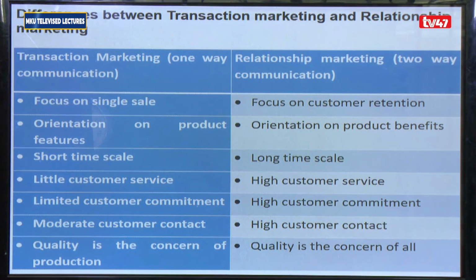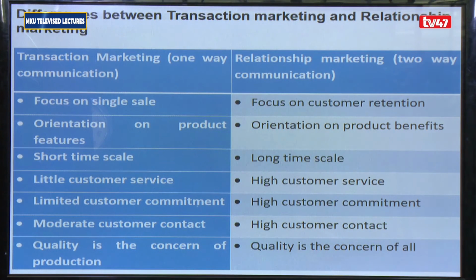So we go into the differences between transaction marketing and relationship marketing. So transaction is one sale, and then relationship is to focus on customer retention. Transaction, again, its orientation is on product features. So I'll tell you, it has a nice camera, it has this, but I don't even care about the benefits you're going to derive from it. I could be telling you it has a camera, but you have another camera so you really don't need a camera on this phone. So that's the other difference.